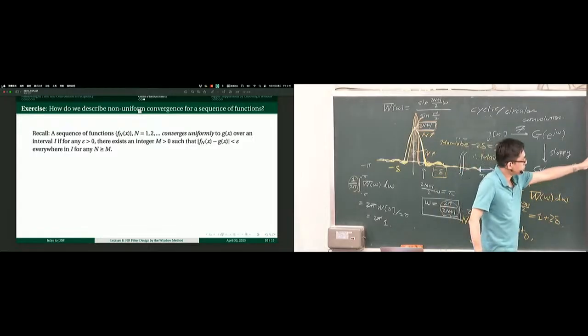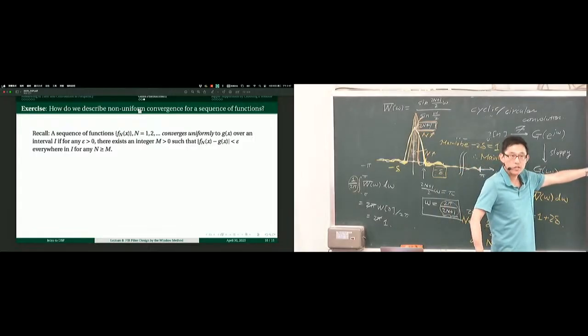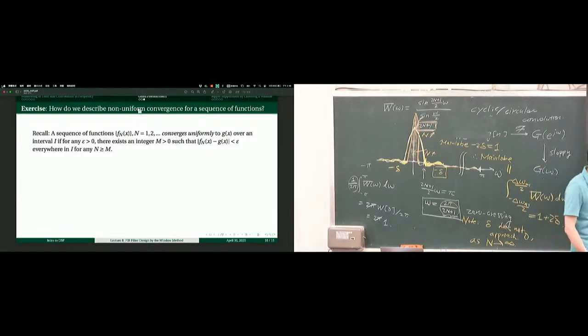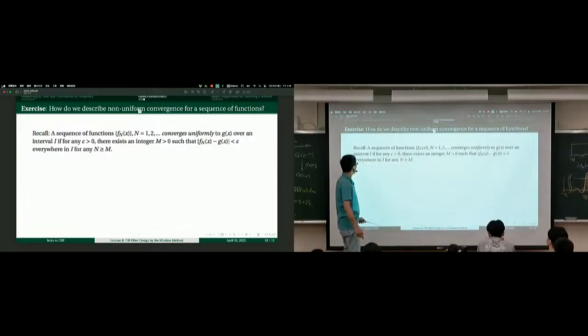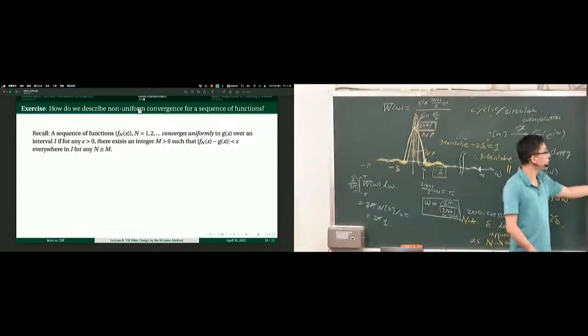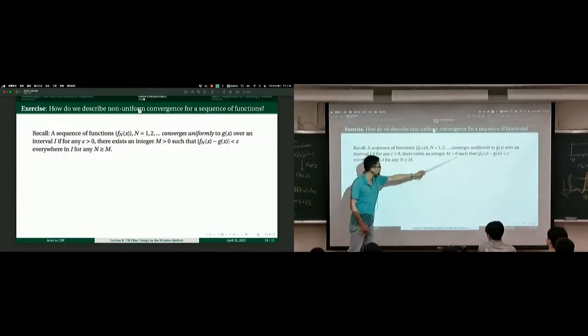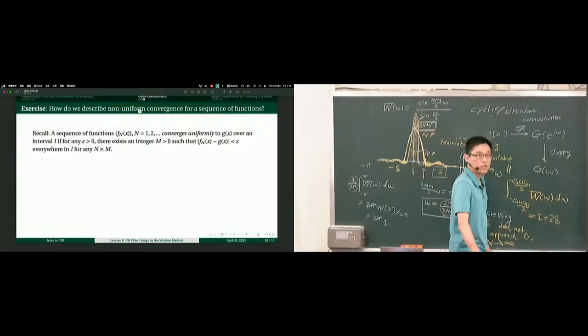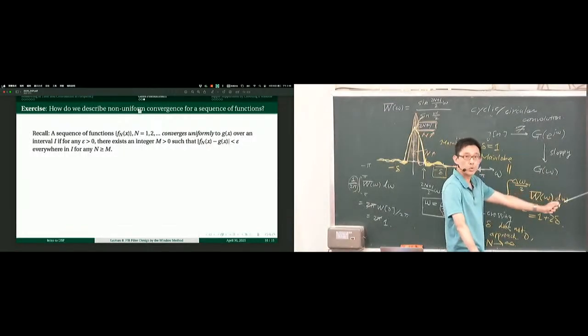And let's recall that I'm repeating the definition right here, same definition. If the definition for uniform convergence goes like this: a sequence of functions converges uniformly to G over an interval I if, for any epsilon, there exists an integer M such that the error is smaller than epsilon everywhere in I for any n bigger than or equal to big M. So that's the definition of uniform convergence.